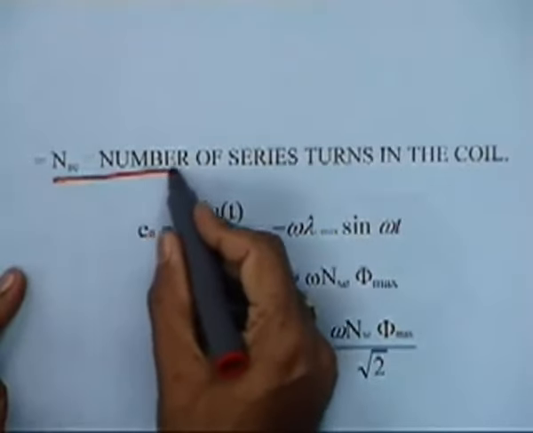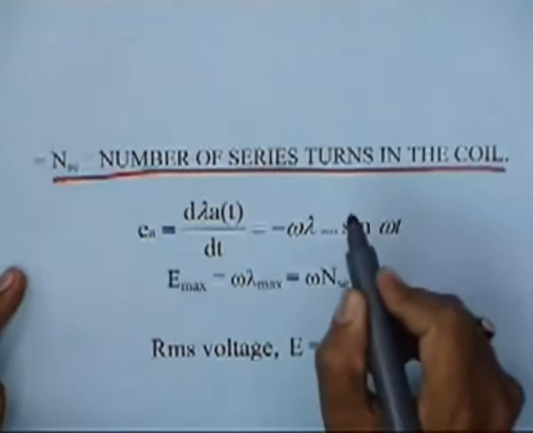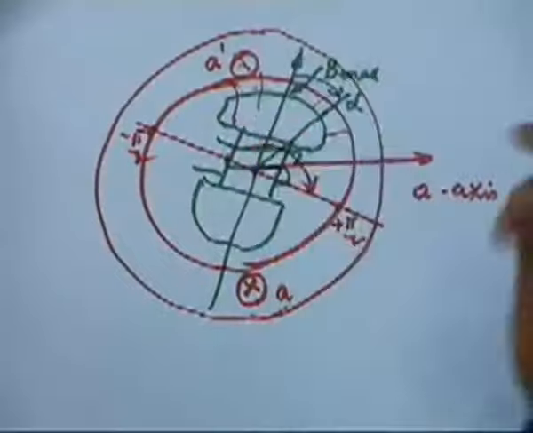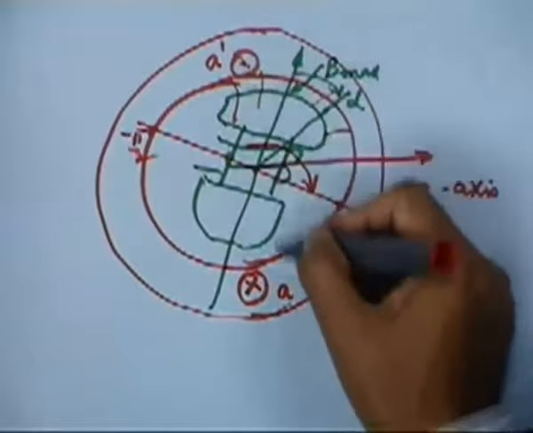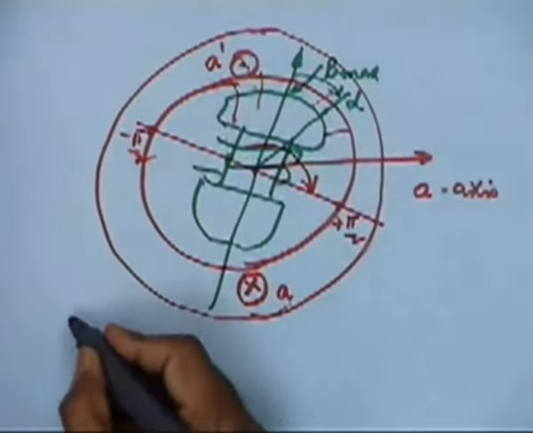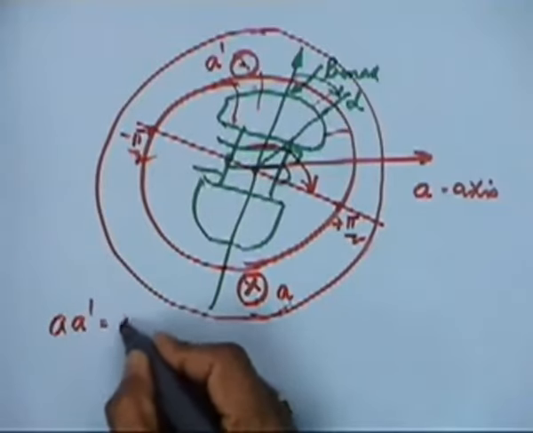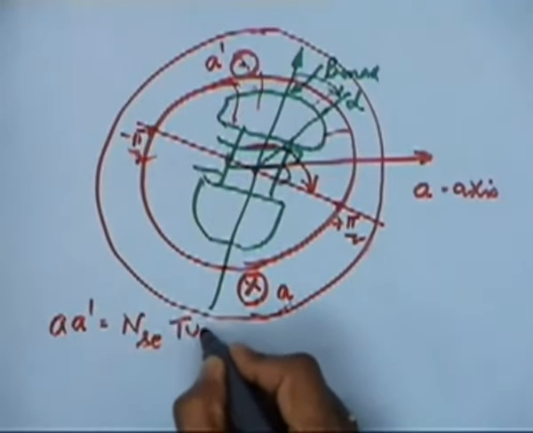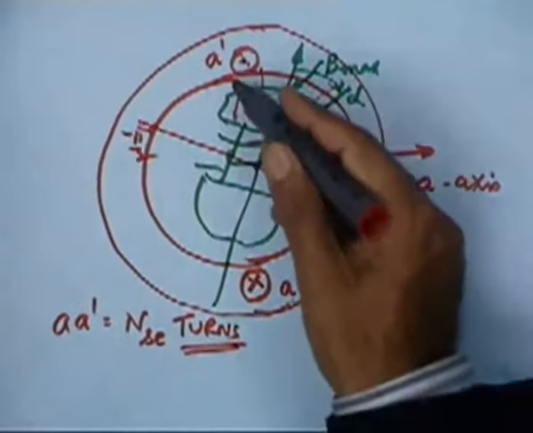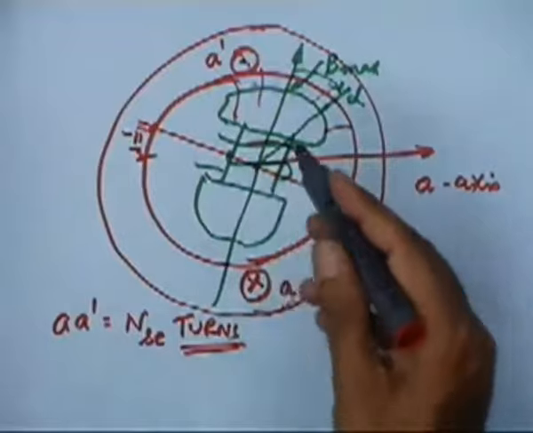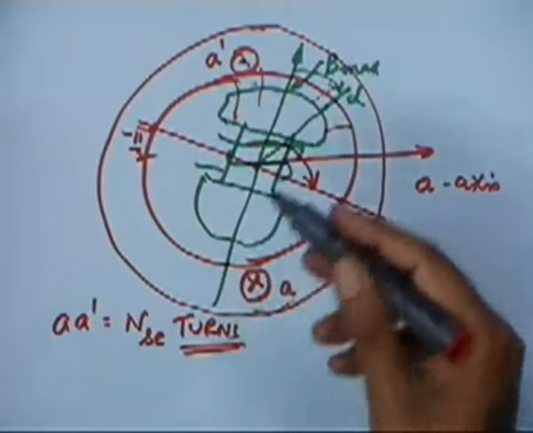And this NSE is an important one. NSE is the number of series turns in the coil. In a coil, how many turns are connected in series? Whenever we place this coil here, it has certain turns. It is not just a single turn. This coil AA dash has NSE turns. So many turns are there, right? If there is one turn, that's different. If there are N turns, the voltage induced will be N times that.